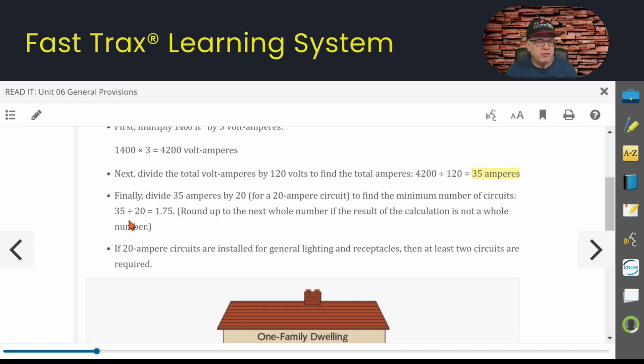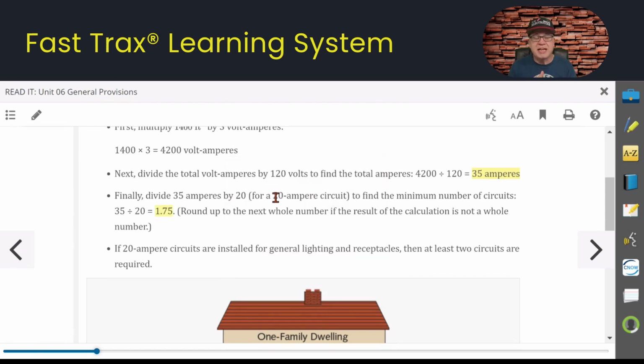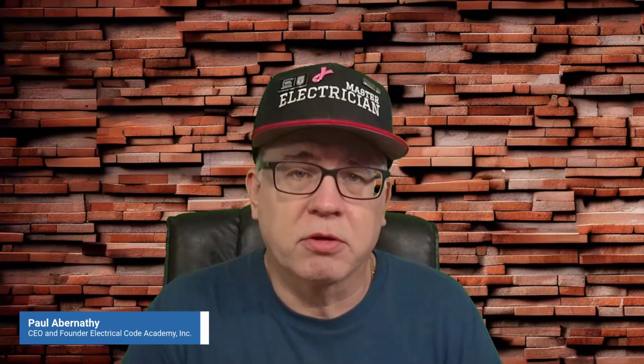All right, so in this case, 35 divided by 20 is 1.75. Well, just like we did before, you can't have 0.7 of a circuit. So we're going to round up to 2. So I need to have 2 20 amp circuits to supply that general lighting and general use receptacle application. Now, can you have more than that? Absolutely, you can have more than that. This is just the minimum requirement by the National Electrical Code.